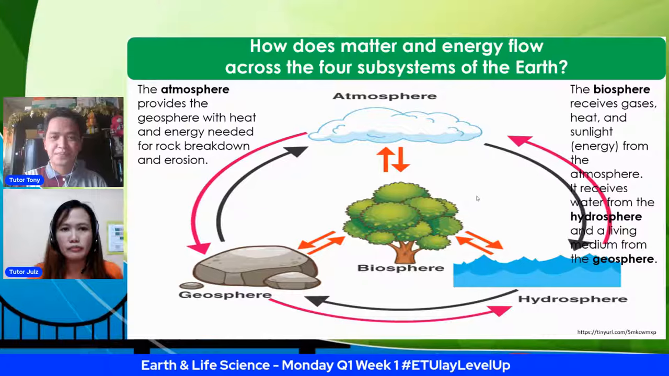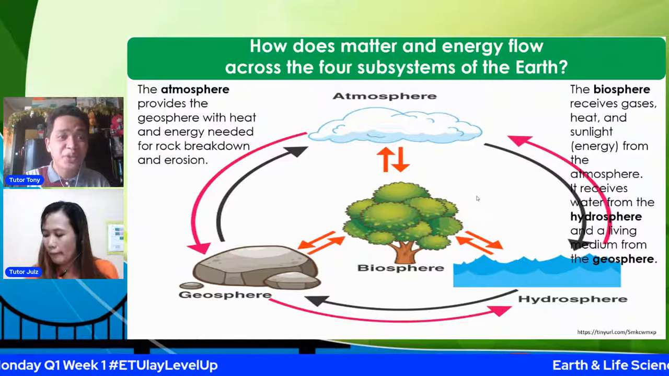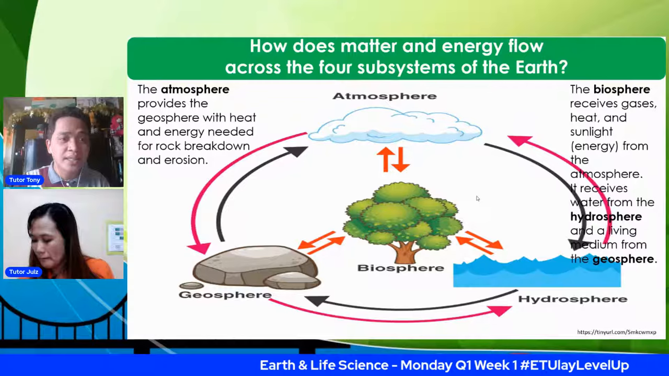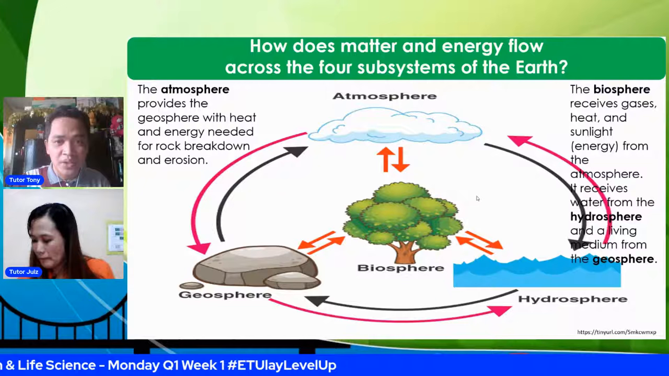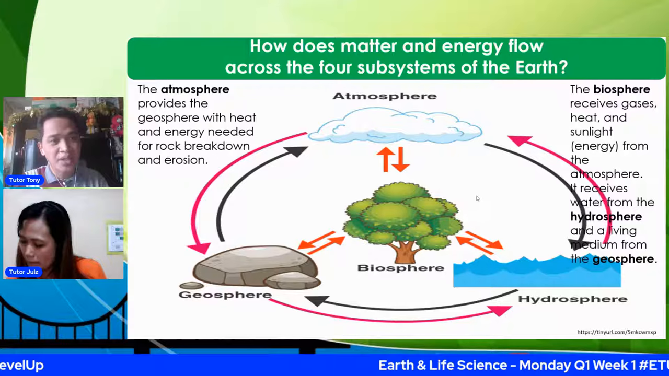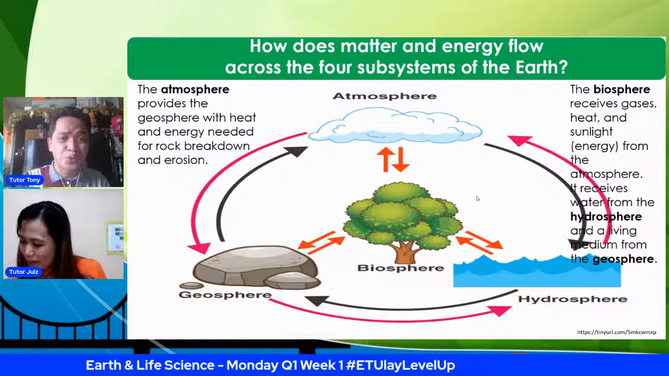So sa madaling salita, ma'am, these subsystems interact para at least ma-maintain yung pag-sustain ng ating planeta ng life, para mag-exist ang life. So we have atmosphere can interact with geosphere, biosphere interacts with hydrosphere, hydrosphere can also interact with the atmosphere, and so on and so forth. And as evident ito sa mga different cycles na na-mention ni Tutor Jules kanina, no?